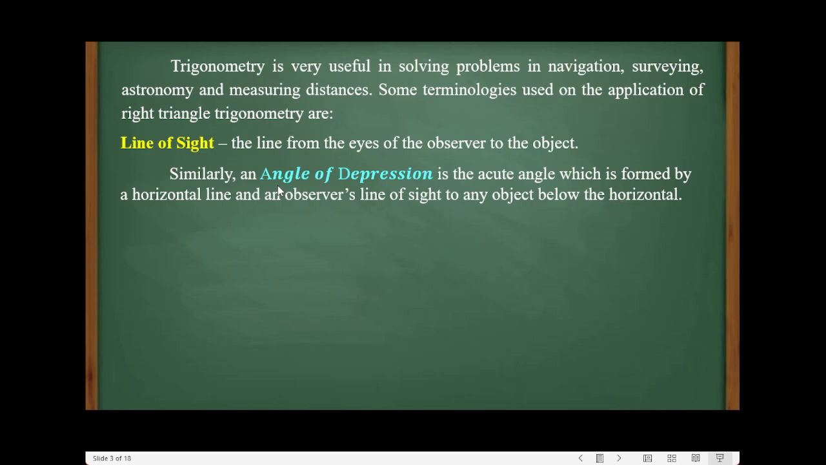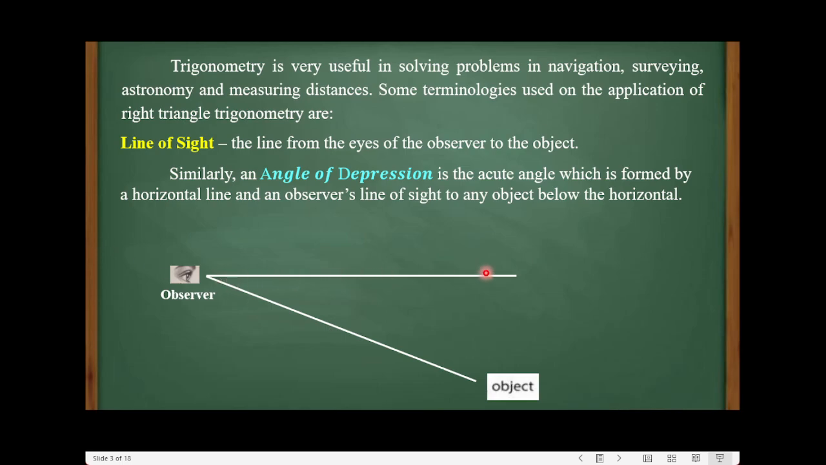Again, the angle of depression is the acute angle which is formed by a horizontal and an observer's line of sight to any object below the horizontal. So if we're going to illustrate this angle of depression, we have again the eye of the observer, but this time the line of sight is going down, staring at the object, and this object being observed is below the horizontal, which is this one. And together these two lines form an angle. And this time, the angle is known as the angle of depression.